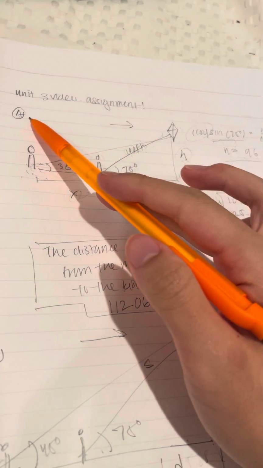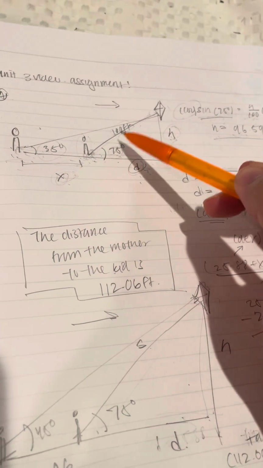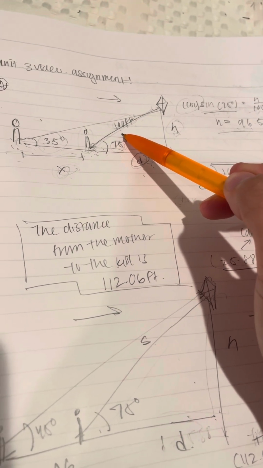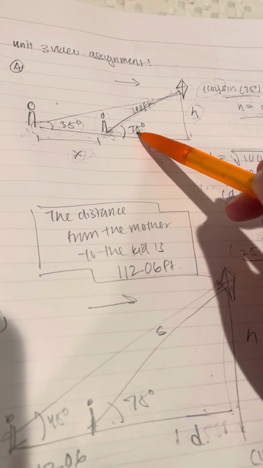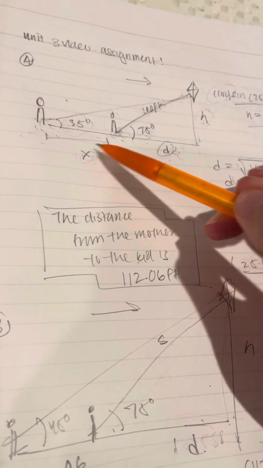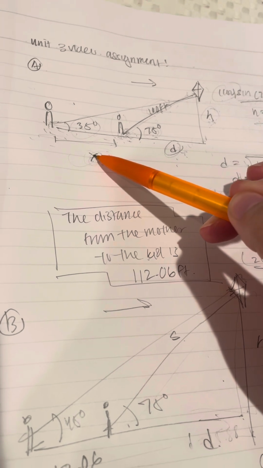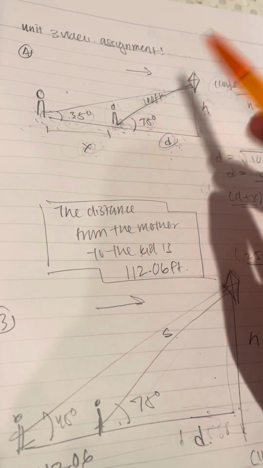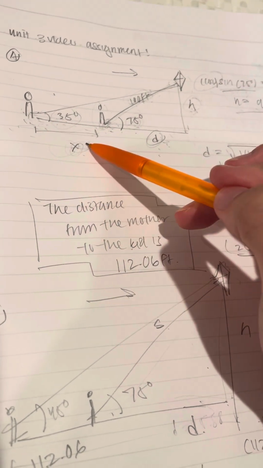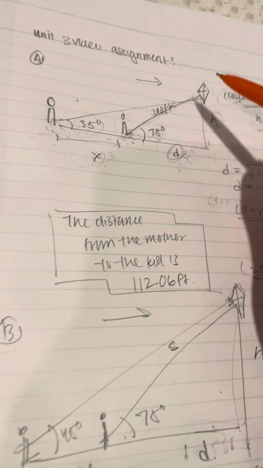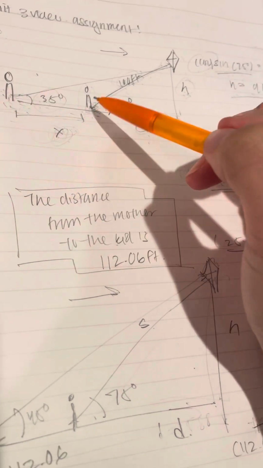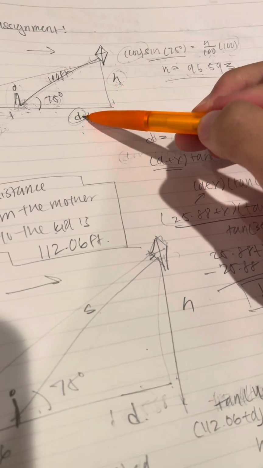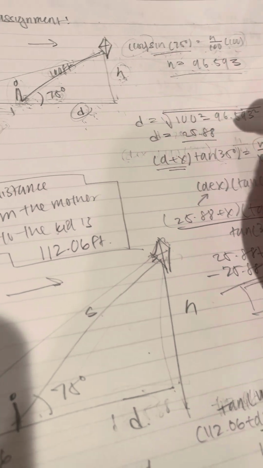So for part A, I drew a picture of a little kid flying a kite where the string is 100 feet long, and the angle of elevation is 75 degrees. His mother is an unknown distance behind him, X, right? From her perspective, the kite is only 35 degrees up, the angle of elevation. We're trying to find X, the distance the mother is from the kid. I labeled H and D. I found these two variables to help me solve, so that's why.